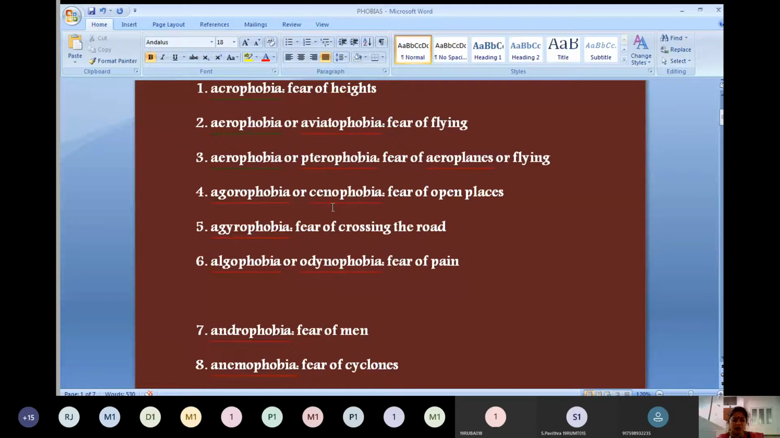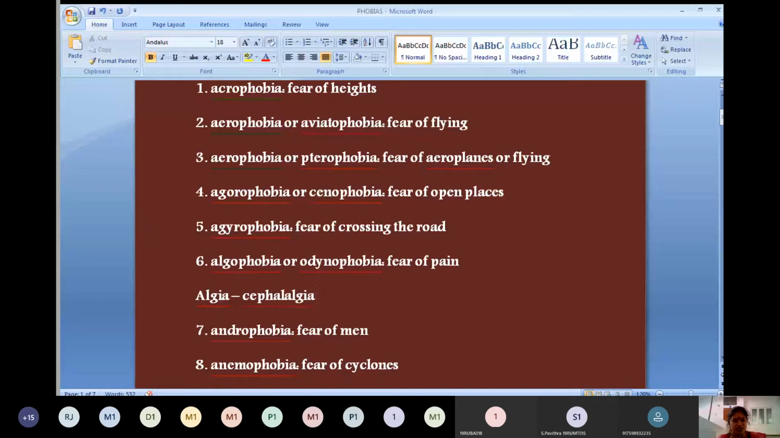Fear of crossing the road. Some little children will be afraid of crossing the road, so that fear is called agoraphobia. Fear of pain, algophobia or arachnophobia. See, the term algia means pain. For example, cephalalgia. Cephalo means head. Cephalalgia means pain in the head, that is headache. Okay, this is the medical term.